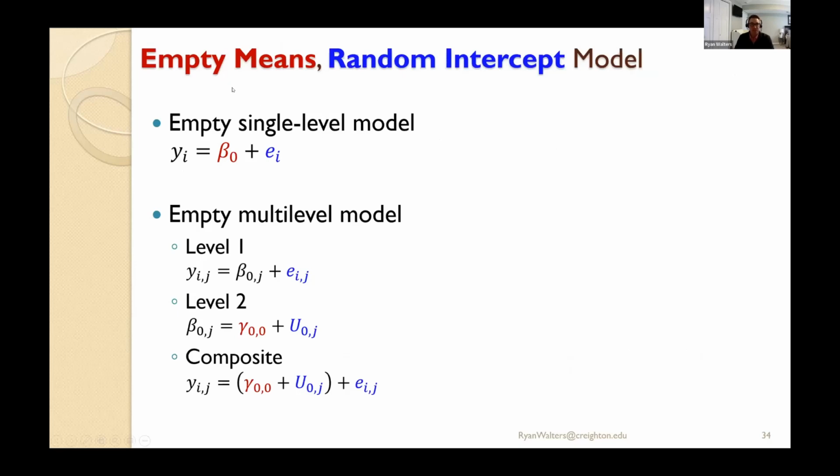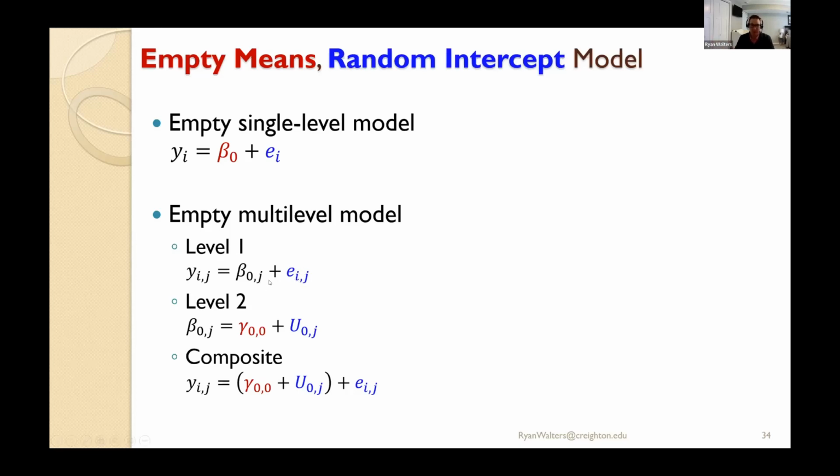So empty means random intercept model. Empty just means unconditional, or no predictors. So our empty single level model, which we saw earlier, is model 1 from the fixed effect example, and just has a fixed intercept and a residual. Our empty multi-level model now has that intercept, that beta 0j, serving as a placeholder for something at level 2. Again, subscript i is for the person, j is for the group. Beta 0j means we have an intercept specific to every single group. We also have a residual value specific to a person for the group that they're in.